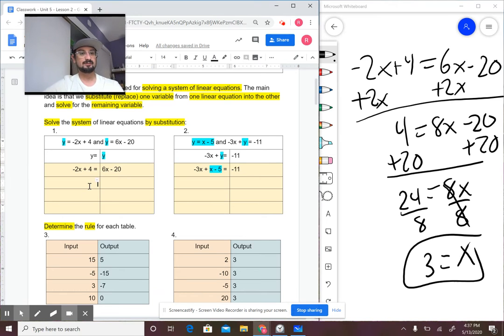So once again, we're going to add 4 on both sides, add 2x on both sides to get 8x minus 20. And then we're going to add the 20 on both sides to get 24 equals 8x. And then we're going to divide by 8 on both sides and get 3 equals x.